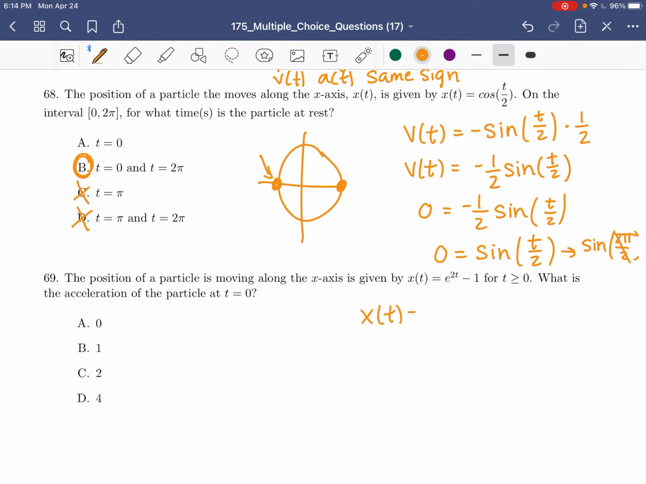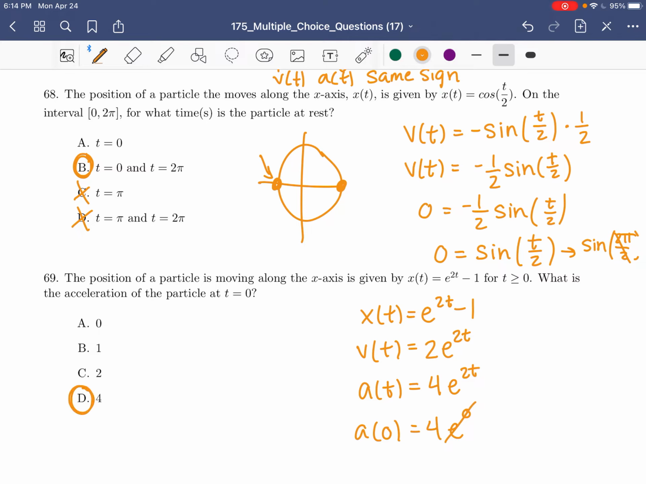Okay, next we have position equals e to the 2t minus 1. And we want to know what the acceleration is, so I need to take the second derivative. So my first derivative gives me velocity. Derivative of e to the 2t is 2e to the 2t. Then acceleration is going to be a derivative again, so 4e to the 2t. Then I just plug in 0. So 4 times e to the 0, that becomes a 1. Your answer is 4, because e to the 0 equals 1.